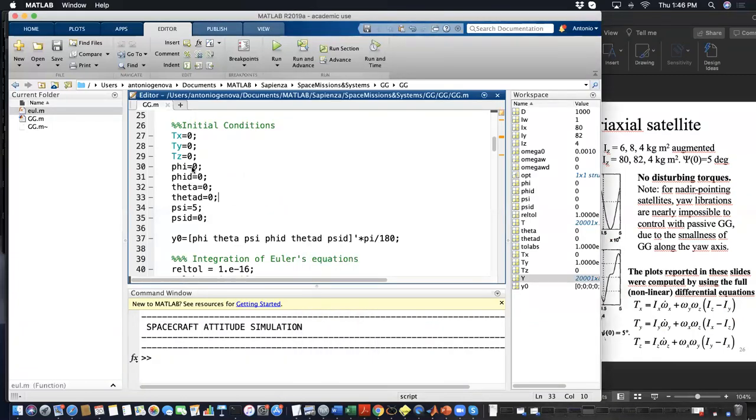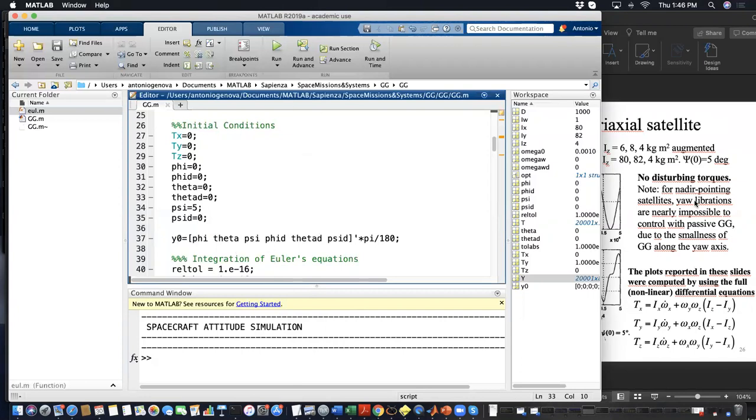So phi and FD are just the angle and the derivative, so it should be phi dot. So you can see here phi, theta, psi, phi dot, theta dot, psi dot. So you have a 6 by 1 term.